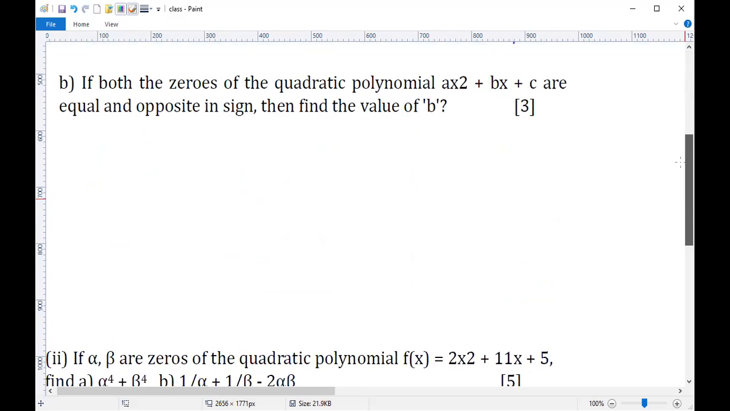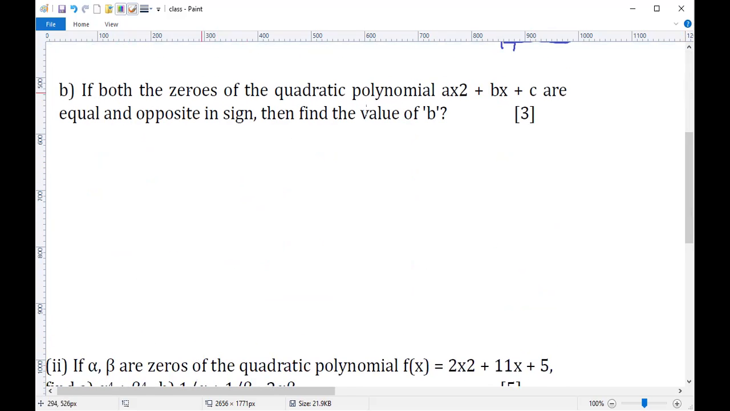So here goes the second subdivision, subdivision B. If both the zeros of the quadratic polynomial are equal and opposite in sign, then find the value of b. What is given? One zero is alpha, the other zero is beta. What have they given? Both the zeros are equal and opposite in sign. If alpha is equal to x, then beta is equal to minus x. Whatever its value, the other one is negative of it. Clear? So when you take it like this, if one of the zeros is alpha, the other zero is minus alpha, equal and opposite in sign.